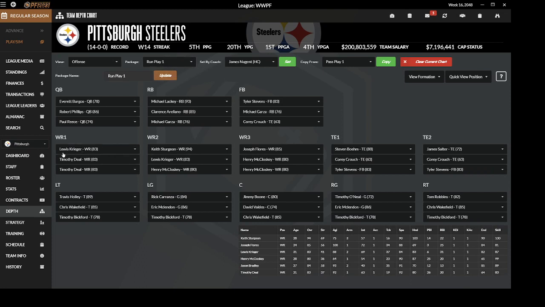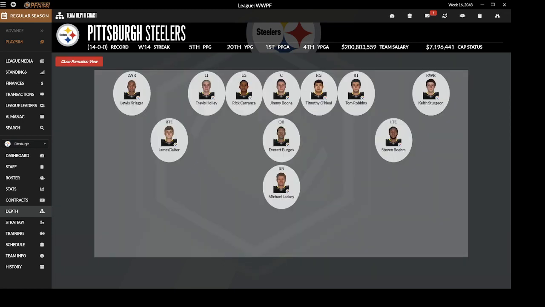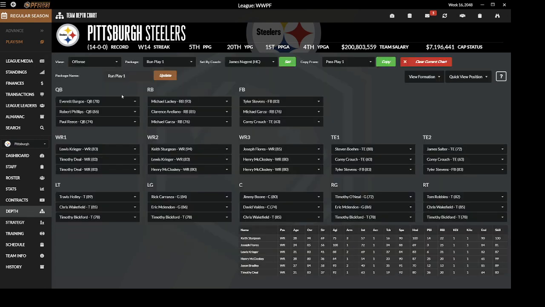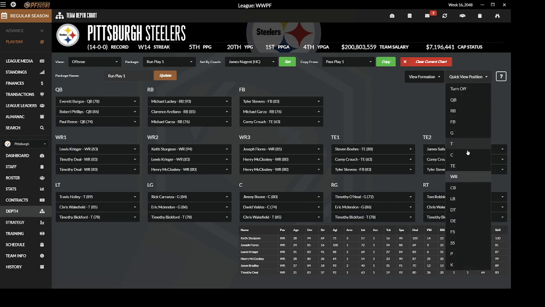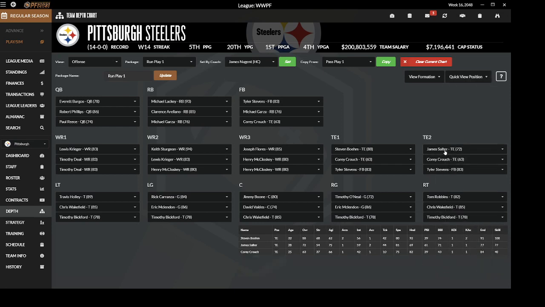Because this is for running plays, Lewis Krugel, and because I love running to the left, which Lewis Krugel is on the left, I'm going to have him on the left. If I'm playing a two tight end set, what I want to make sure of is understanding who is the left tight end. Again, it's not the right tight end, it's the left tight end. So in this case, if I'm running to the left on two tight end formations, I need to make sure that Stephen Bohm is tight end two on run plays, and James Salter is tight end one, so that anytime someone goes right, he's the one blocking.